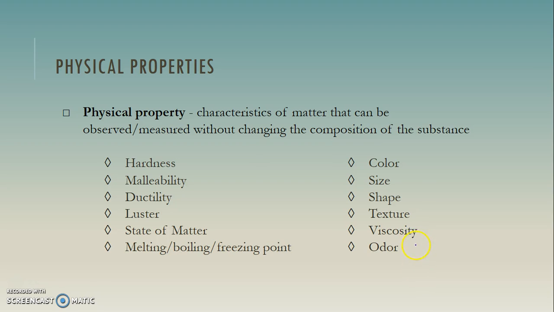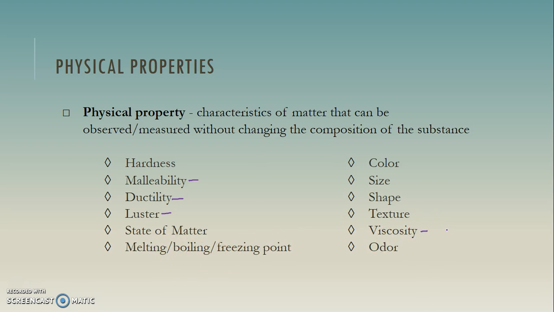A couple of these that you may not know. Malleability is the ability to hammer something into thin sheets. Ductility is the ability to draw something into a wire, like to pull it into a wire. These are very common properties of metals. Luster is the shininess of something. If it's high luster, it's shiny, and if it's low luster, it's dull or matte.